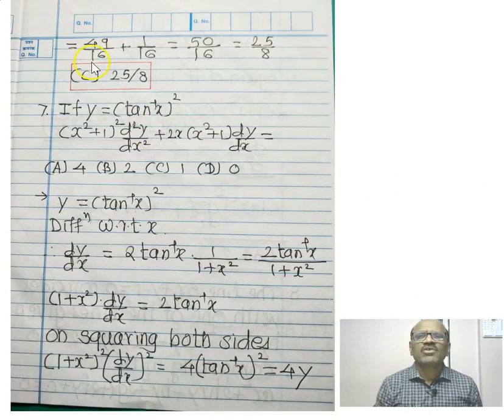That is 49/16 plus 1/16, which equals 50/16, and that equals 25/8. Hence, option C is the correct one.